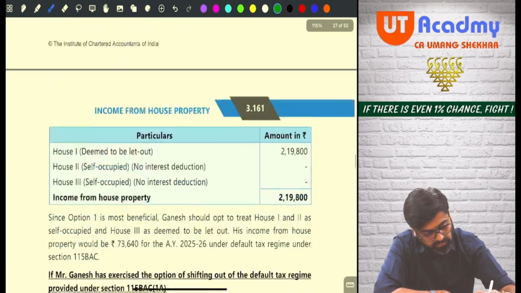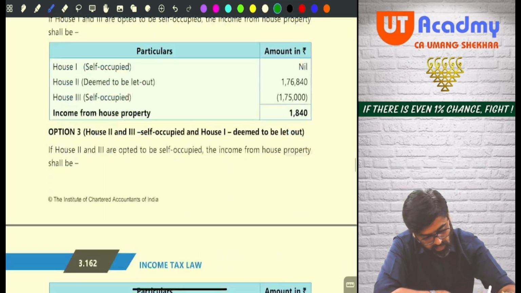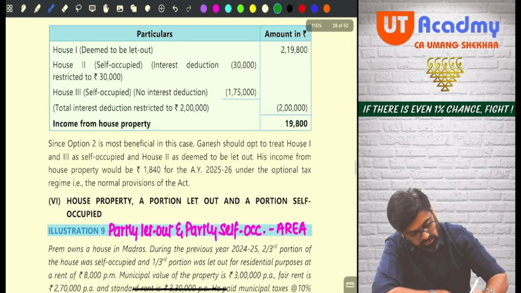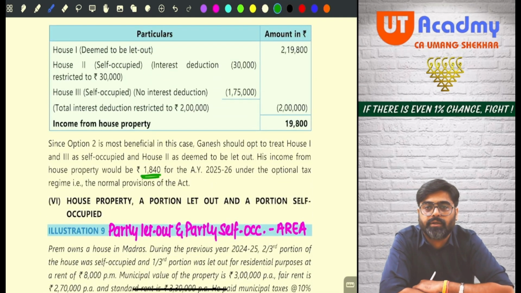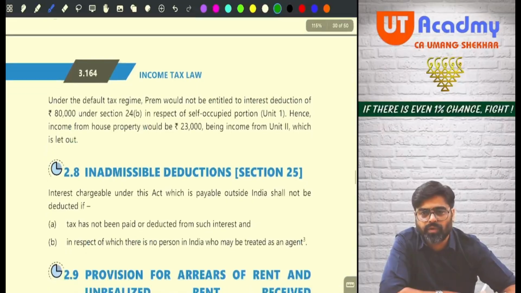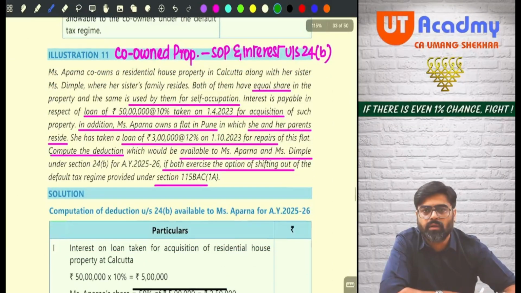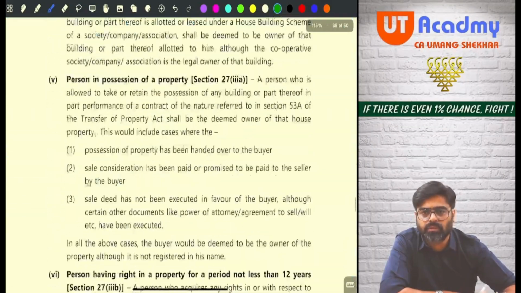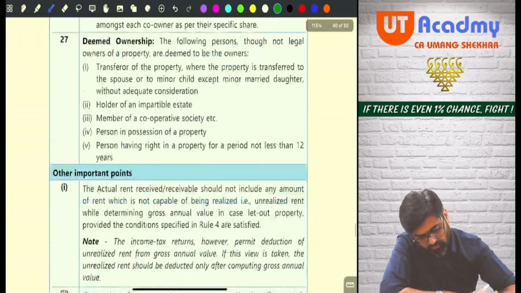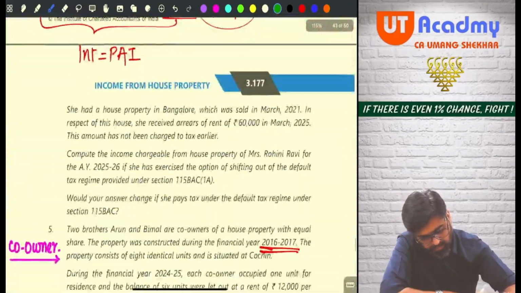See, final answer 1840. Got it? Okay. Now let's come to the next question. But before the next question, we'll be having some discussion. Here you are having co-ownership, partly let out, partly self-occupied, area, outside India, and co-ownership.